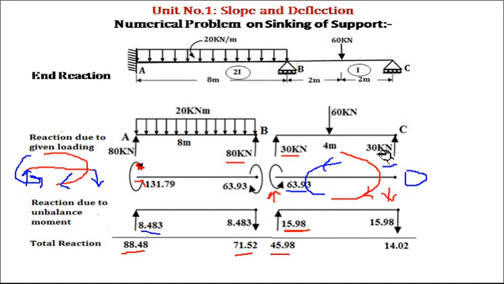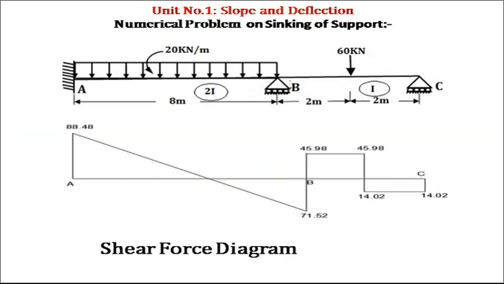At joint C, the support reaction due to load, the given load is 30, acting upward, positive, and the reaction due to unbalanced moment is acting downward, so minus. So 30 minus 15.98, the value is 14.02. Okay, so from the given support reactions, you have to draw the shear force diagram. Okay, so reaction at A is 88.48, acting upward.